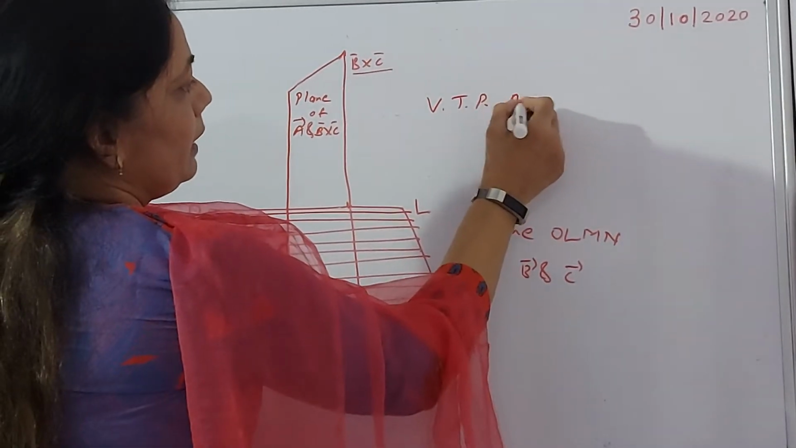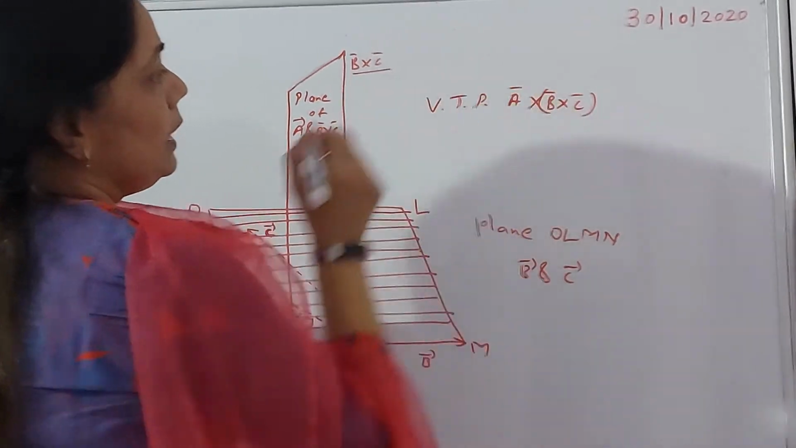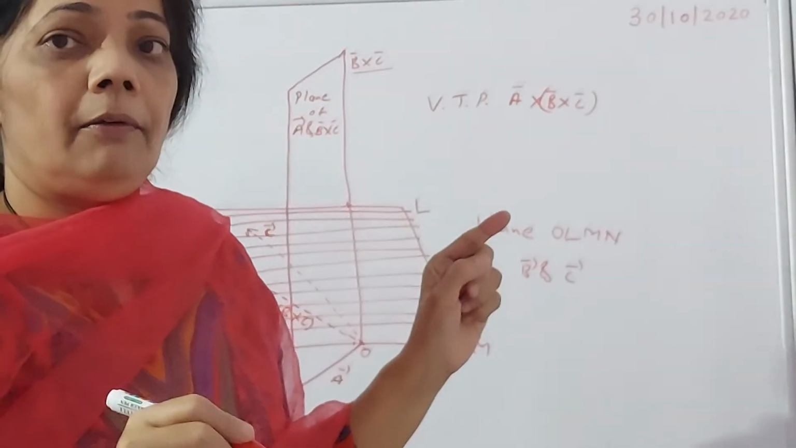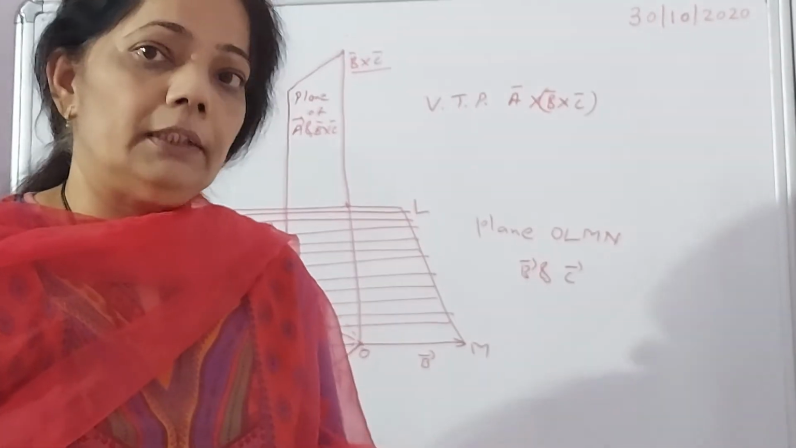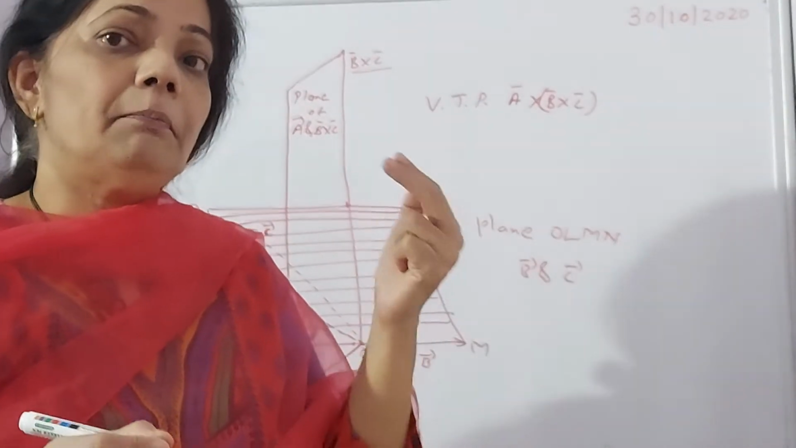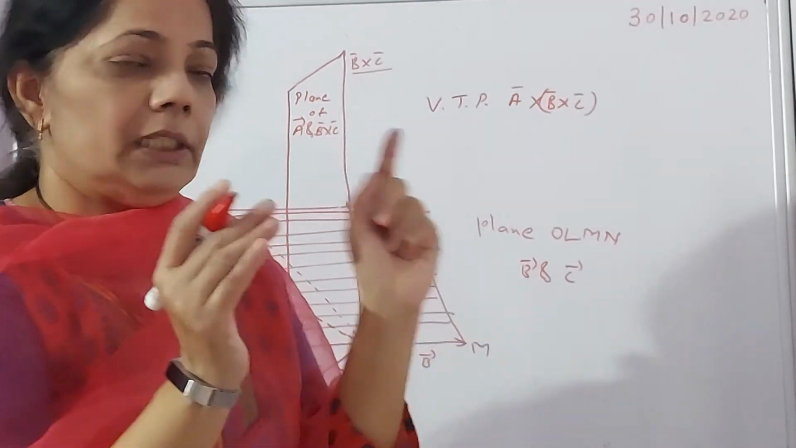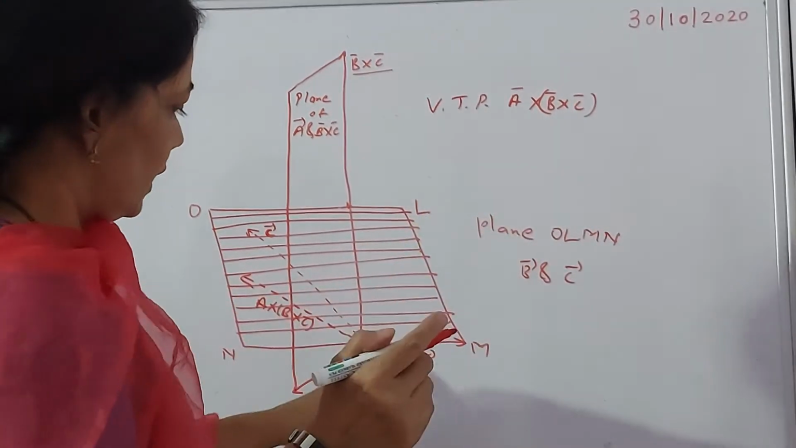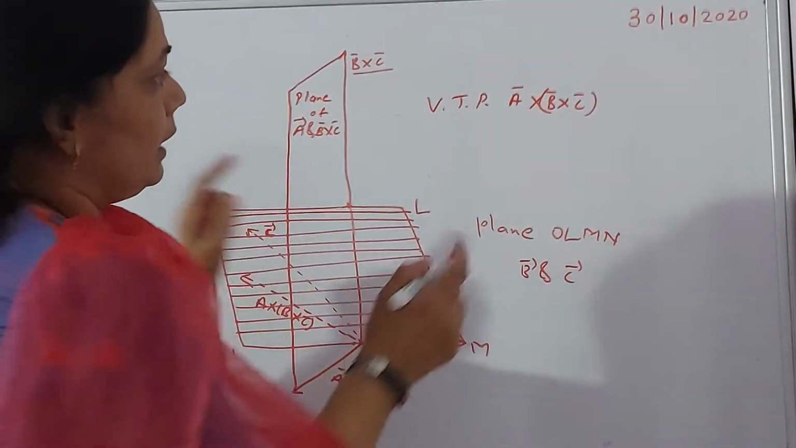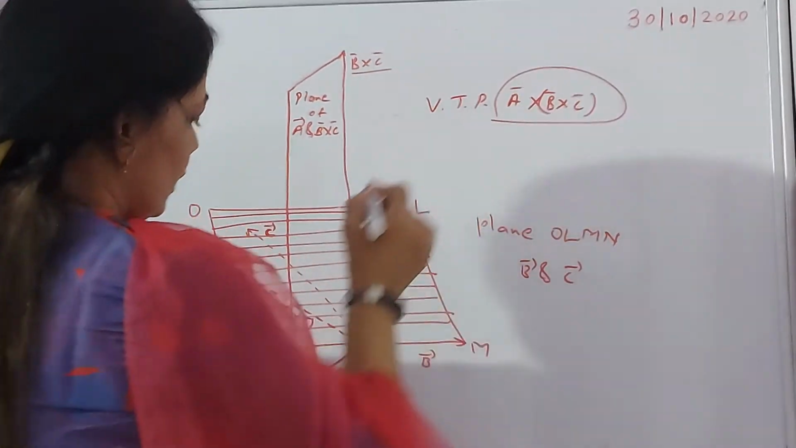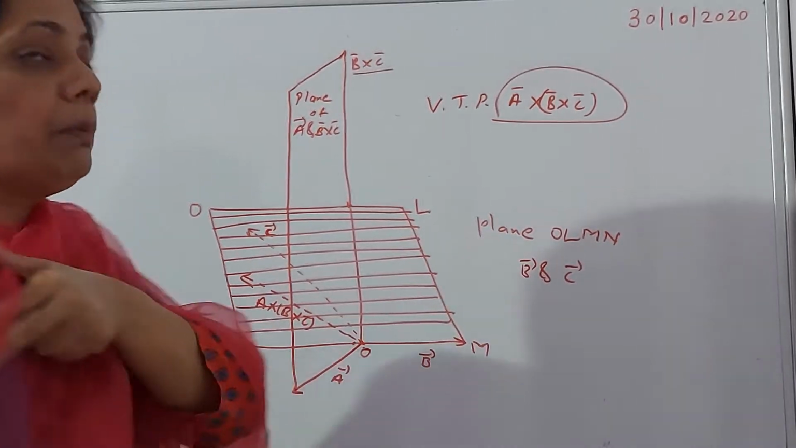So VTP is A cross B cross C, and the vector A cross B cross C always gives you a vector that should lie in the plane formed by the vectors in the bracket. In this case, vector B is here, vector C is here. In that plane, the vector A cross B cross C should lie. That's the reason this vector is over here, A cross B cross C.